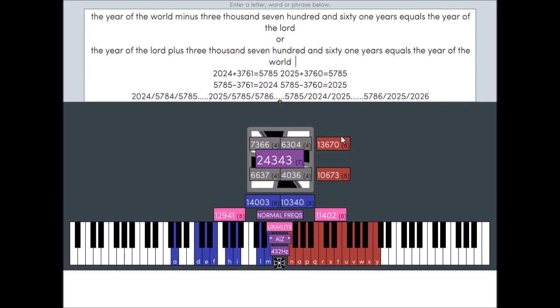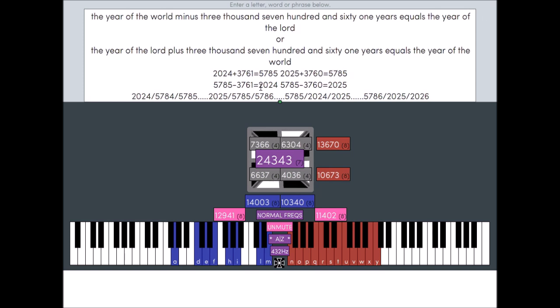is how everything operates. One Anno Mundi year is always two Anno Domini years. One Anno Domini year is always two Anno Mundi years. So when the AM year 5785 began, it was at the end of 2024. And these calculations apply. 2024 plus 3761 equals 5785. And 5785 minus 3761 equals 2024, right?